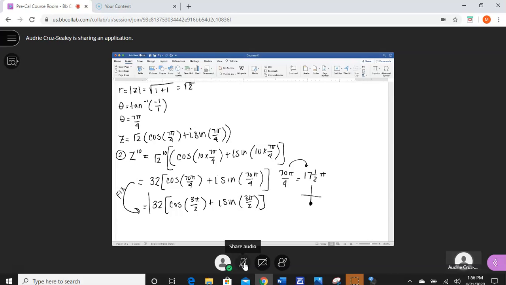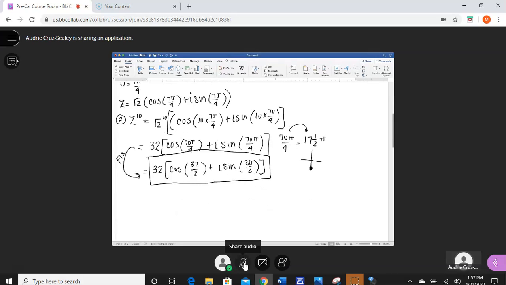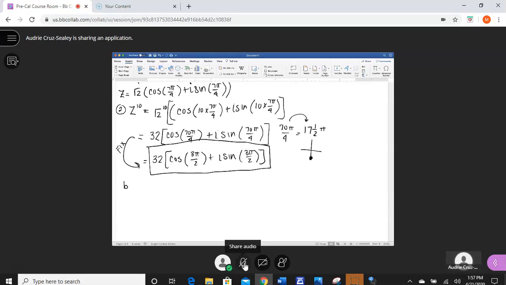And then, of course, if they want you to get it into complex form, you can get it into complex form. But this is your answer in polar form. Are we okay with that? Any questions? Okay, you try B. I'm giving you a head start. You try B.